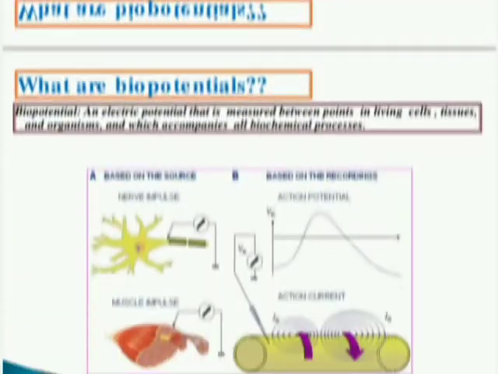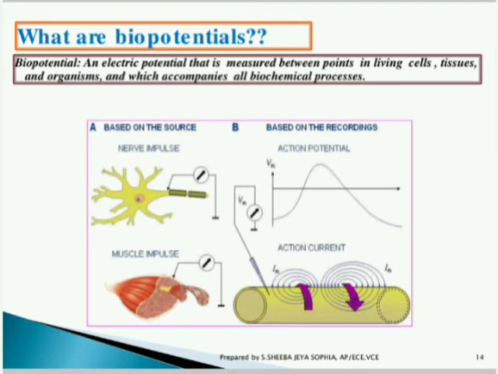Biopotentials are electrical potentials that are measured between points in living cells, tissues or organisms, and which accompany all biochemical processes. You can clearly see the diagrammatic representation of these biopotentials, how they are measured from the human cell or tissue, converted to a potential value, and drawn as a graph of Vm across the time duration.